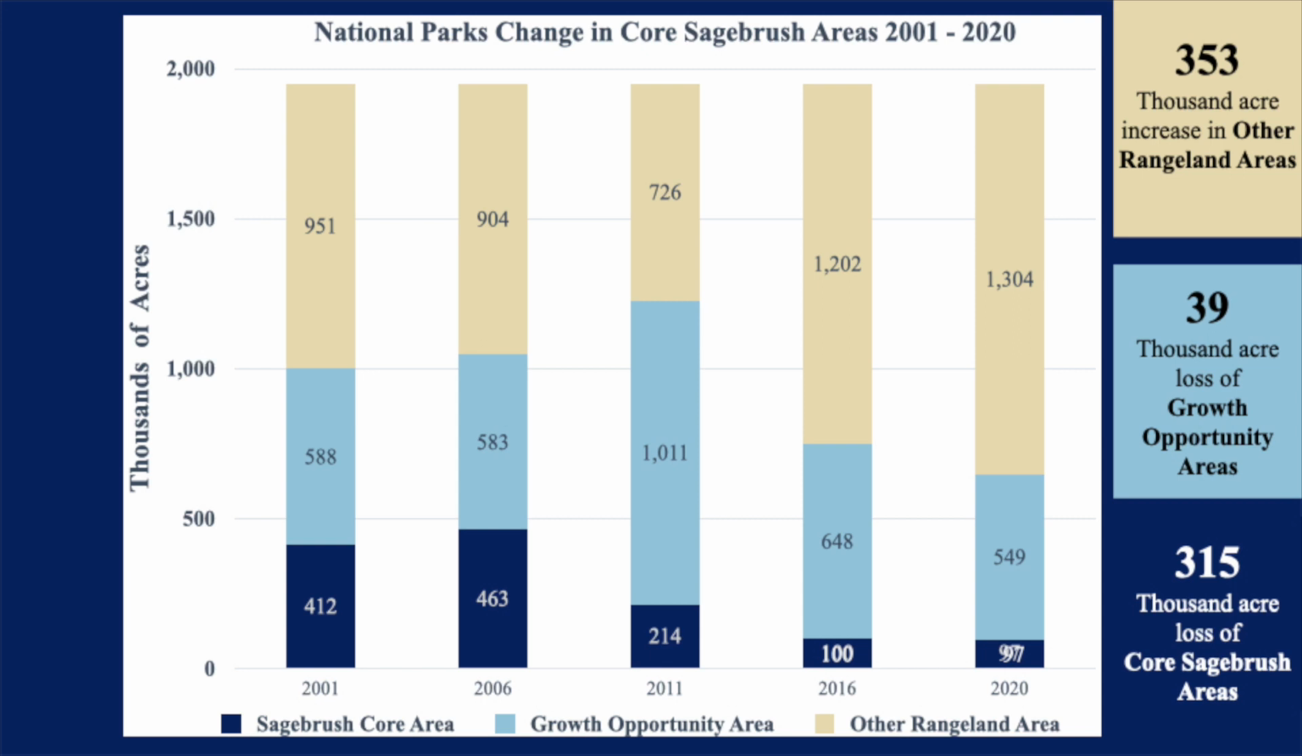Likewise, if we look at national parks, they've lost 315,000 acres of core sagebrush area, which is really 75% of what they started with back at the beginning of this time series. And this is just a result of core sagebrush areas transitioning to growth opportunity areas and other rangeland areas, mostly through the effects of invasive annual grass and conifer encroachment.